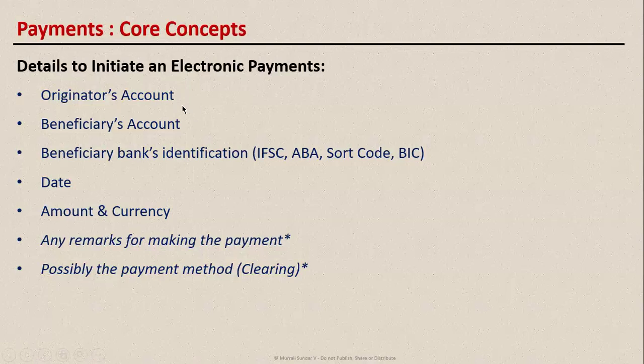Even if you have an account in their bank, and let's say you have multiple accounts, a savings account and a checking account, they don't know which account to take the amount from. So at least you have to give that information. That's what originator account, beneficiary account, and beneficiary bank identification are. Based on the payment type, it can be IFSC, ABA, sort code or BIC. And when you want to send the money, that is the date.